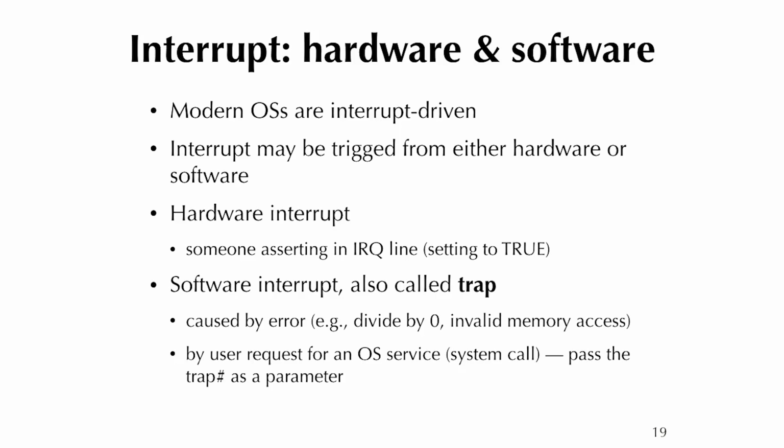Or it could be part of executing an instruction, such as divide by zero or accessing memory that's out of range and things like that. These are all possible ways to cause a software interrupt, but the handling mechanism is all very similar. Okay, let's take a break here.